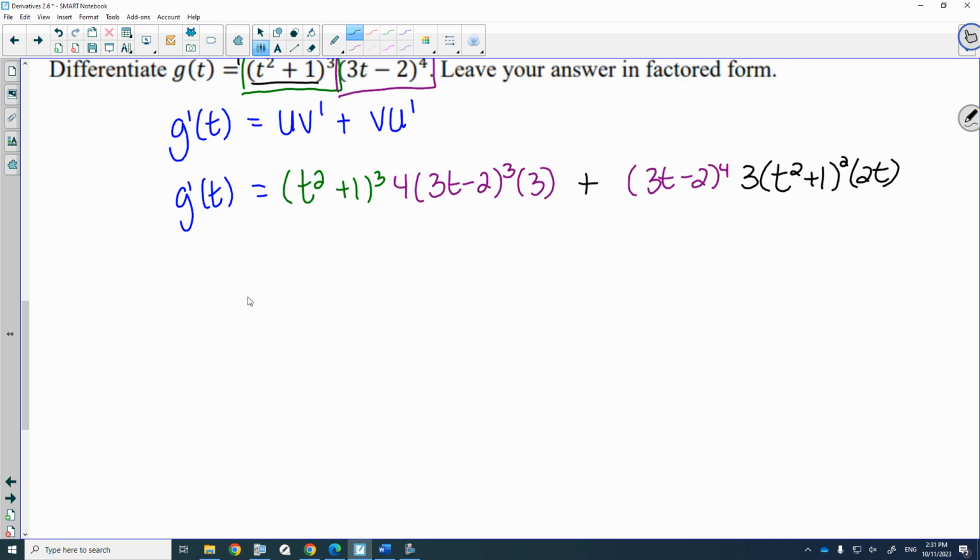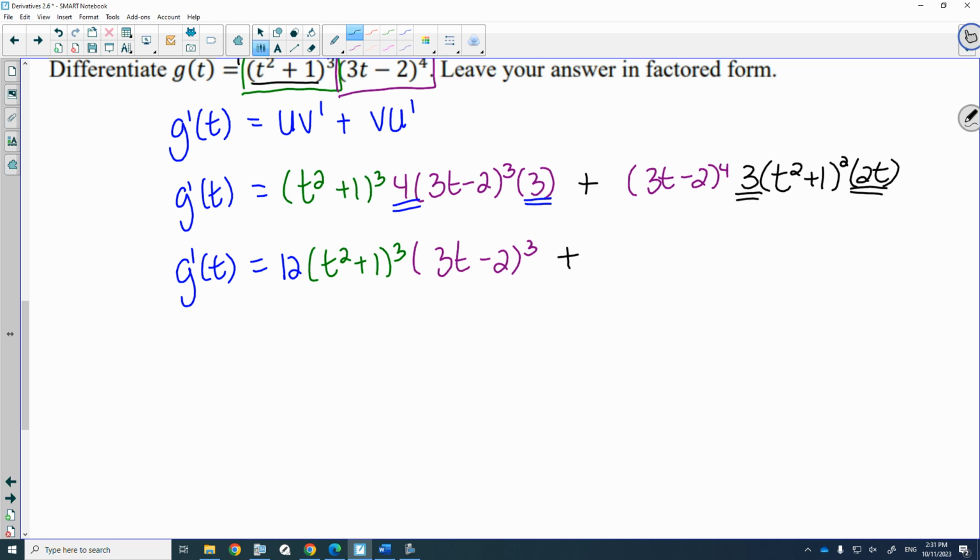So this first one, g prime of t is equal to 4 times 3 is 12, t squared plus 1 to the 3, 3t minus 2 to the 3. Okay, plus 3 times 2t is 6t. Then I had 3t minus 2 to the 4 and t squared plus 1 squared.